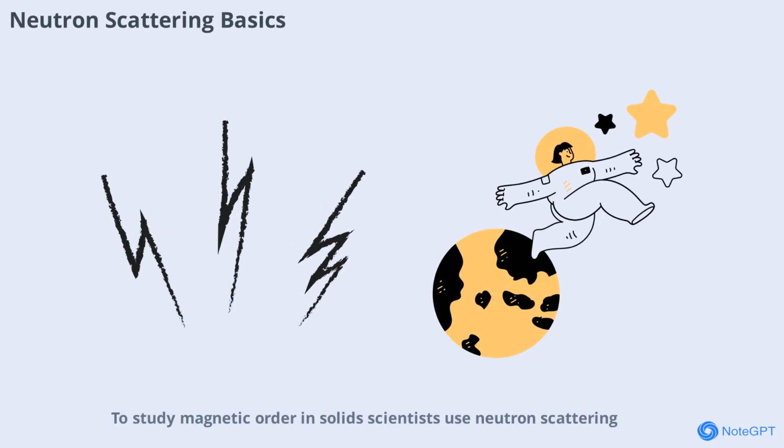To study magnetic order in solids, scientists use neutron scattering. Neutrons possess both spin and a magnetic moment, allowing them to interact with the electron spin density and atomic nuclei in materials. This makes neutron scattering a powerful technique for probing magnetic structures. By analyzing how neutrons scatter off a sample, researchers can reveal the underlying spin arrangements and gain insights into the material's magnetic properties.